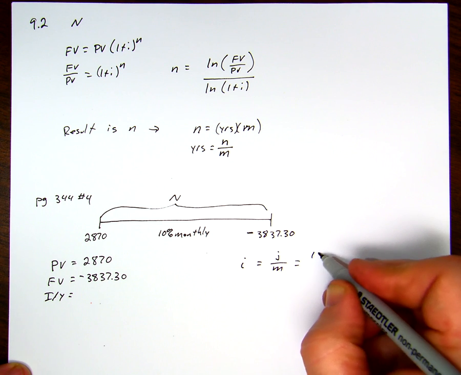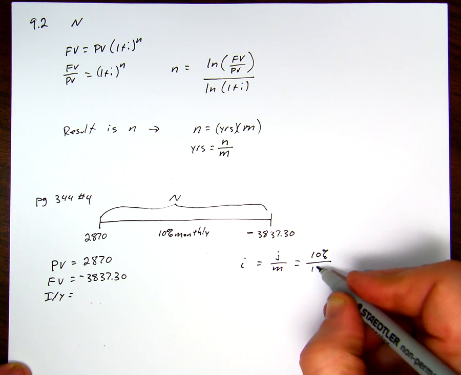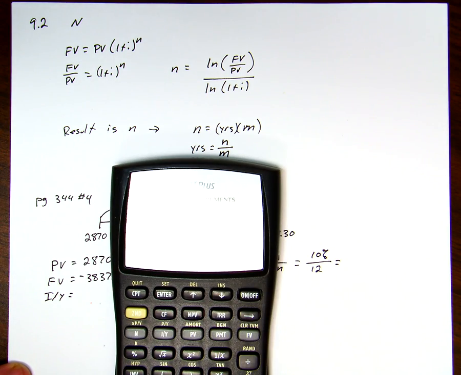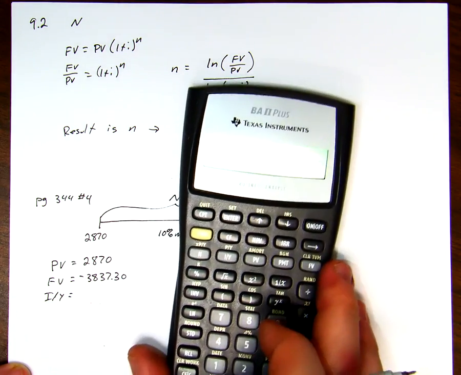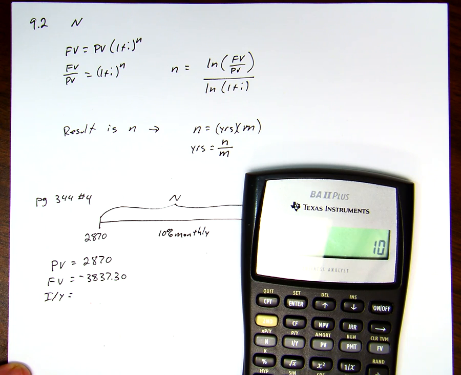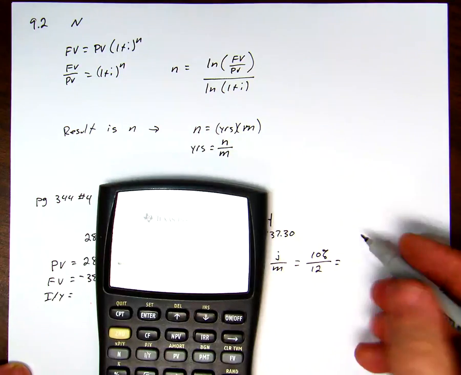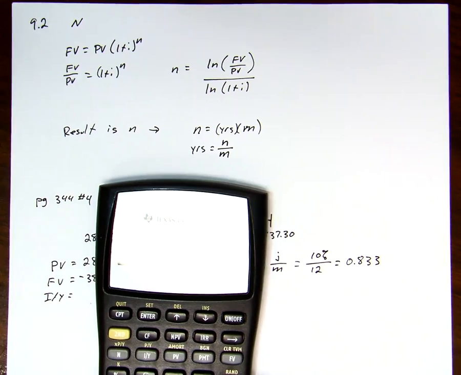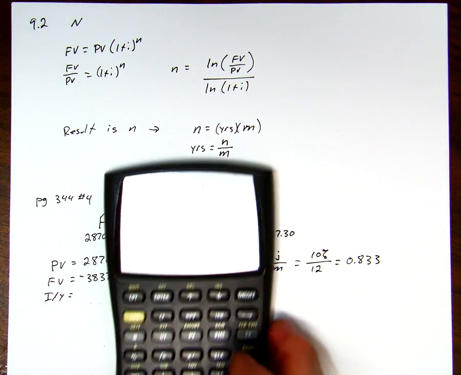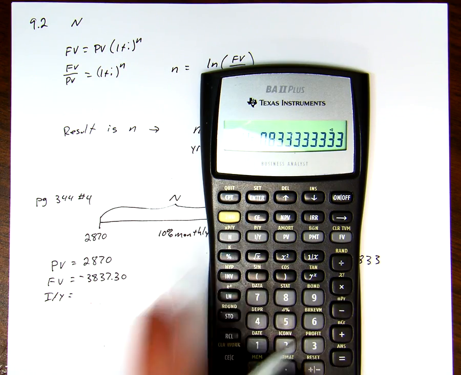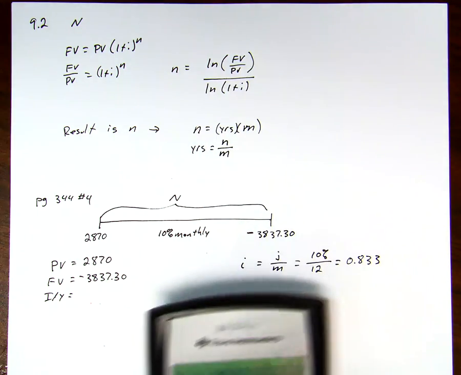Our interest rate per period, we still have to calculate: i is equal to j over m. That's equal to the 10% divided by 12. 10 divided by 12 gives a value of 0.833. What I really want to do is store that directly into I per Y, so it's a stored value.